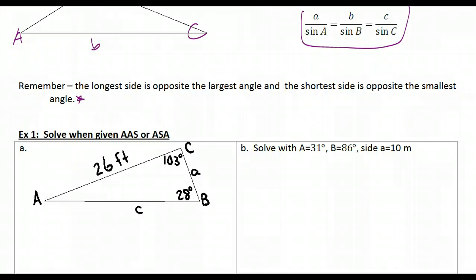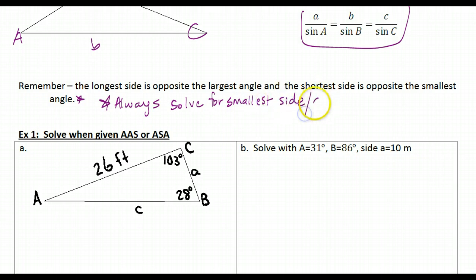And then one other thing I want to tell you is you want to always solve for the smaller angle first, if possible. Smallest angle, smallest side first. Sometimes if you do not solve for the smallest angle or side first, something happens with your answer, and we're not advanced enough in Algebra 2 to really talk about it, so I'm just going to say solve for the smallest side or angle first.